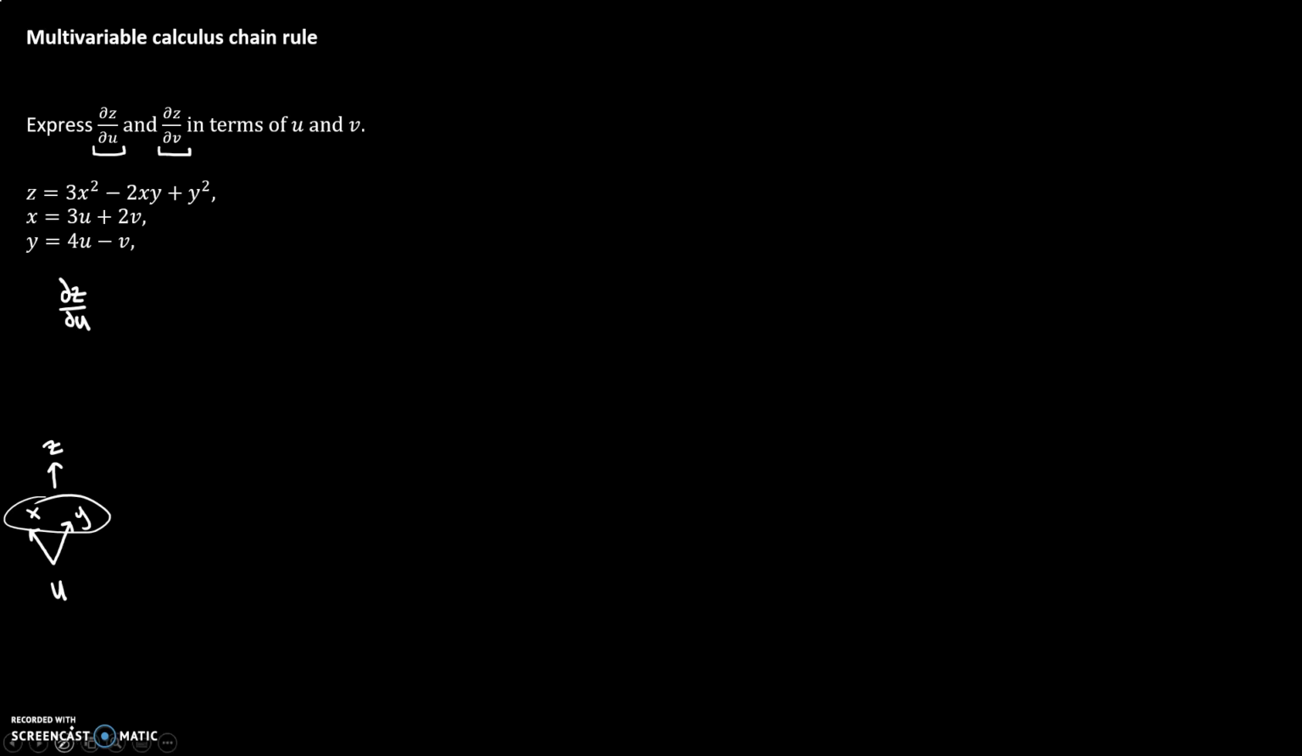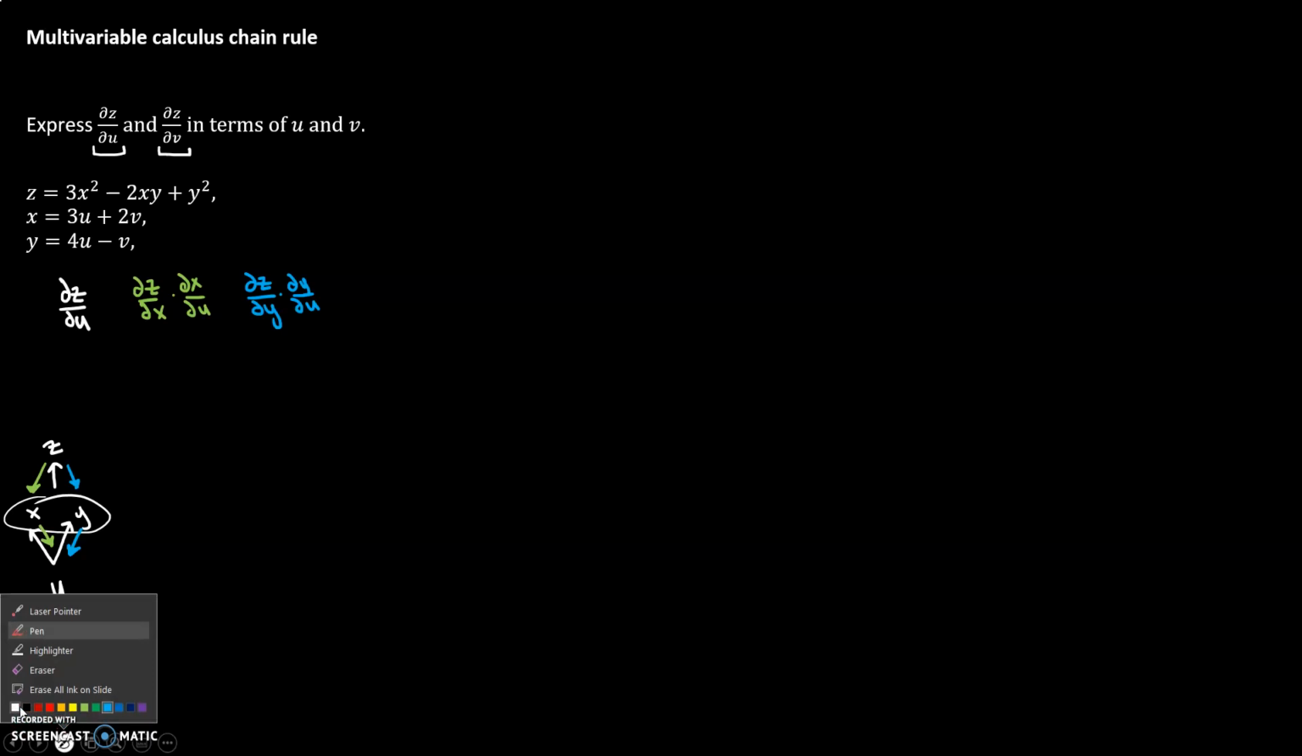So to make our chain rule equation, we're going to read down partial Z with respect to X, partial X with respect to U. And then we're also going to read down the opposite side of the branch, which is partial Z with respect to Y, partial Y with respect to U. We'll calculate those terms, add them together, and that will give us the equation for partial Z with respect to U.